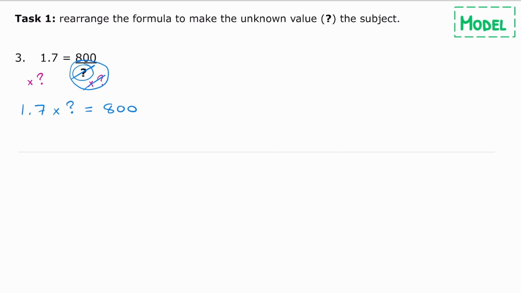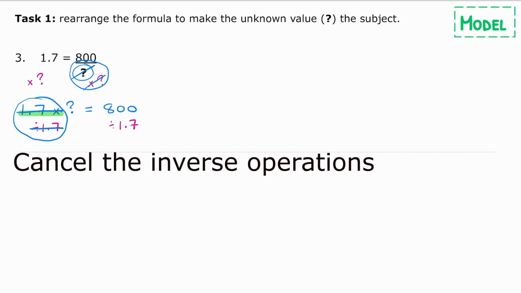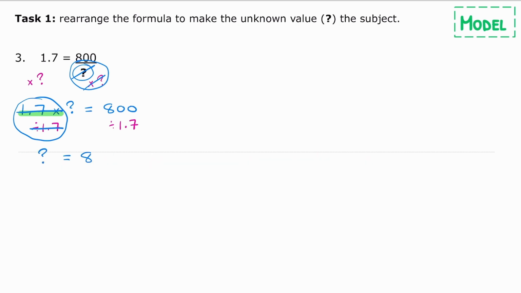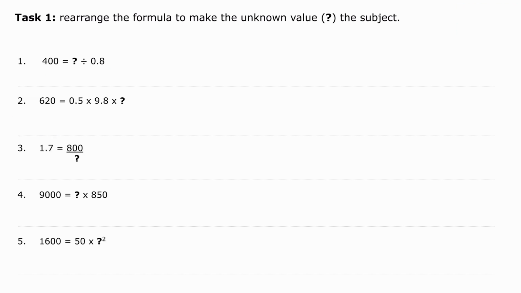The unknown value is being multiplied by 1.7, so we apply the inverse operation, dividing both sides by 1.7. And we should end up with question mark is equal to 800 divided by 1.7. Now it's your turn to test your understanding and see if you're ready to move on.